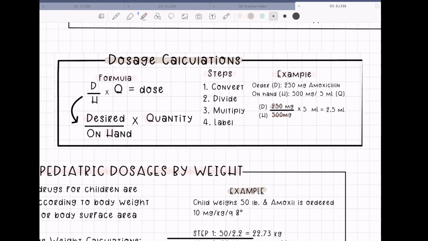And for this problem, it says our quantity is per 5 mil. So 5 mil is our quantity there. So to do the math here, we're going to do 250 divided by 500, and that's going to give you 0.5. So 0.5, and then we take 0.5 times 5 is going to give you 2.5. And then you need to remember to always, always, always make sure you label your quantity or your dose with the appropriate label. So in this case, the problem works out to be 2.5 mils.